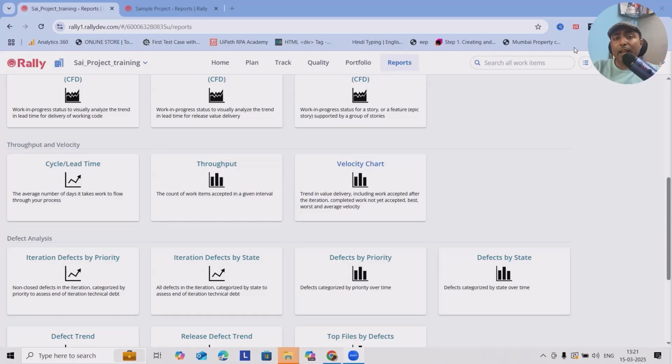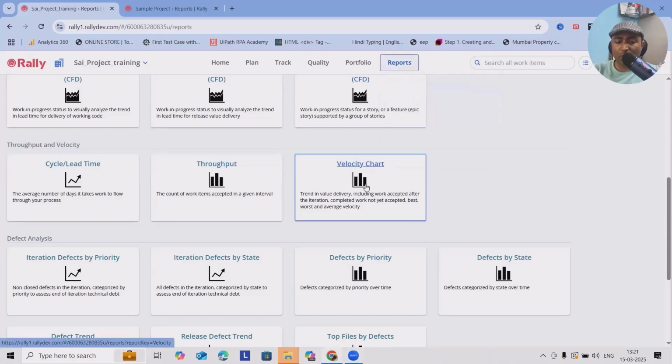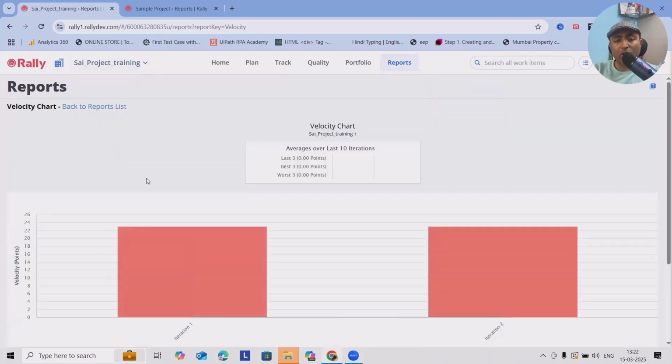Let's begin with how we can navigate to the velocity chart. In Rally, you just have to go to Reports and from here click on Velocity Chart. Based on your project selections, you can directly jump into the velocity chart. And this always indicates based on the iterations, and now how we can read this.